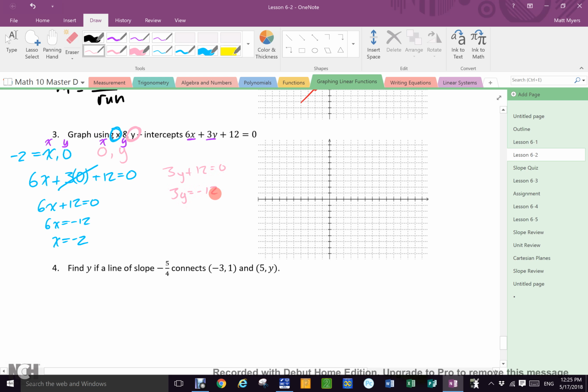3y plus 12 equals 0. 3y equals negative 12. Y equals negative 4. What can I write right there? Do I now have 2 points to put on the graph? Yes. So I put them on the graph. At negative 2, 0, and 0, 1, 2, 3, 4, negative 4.